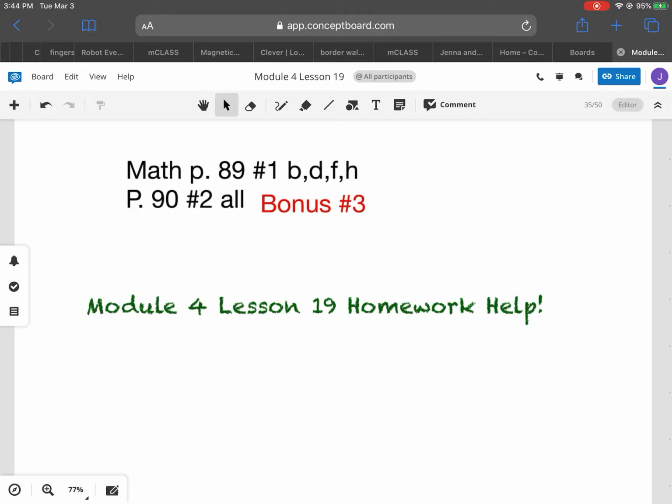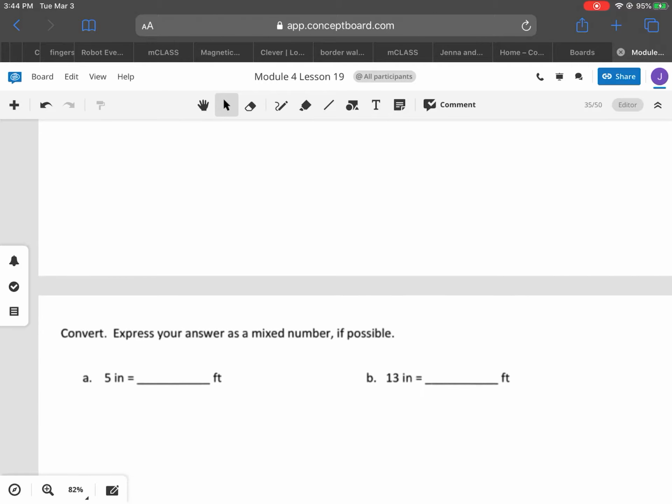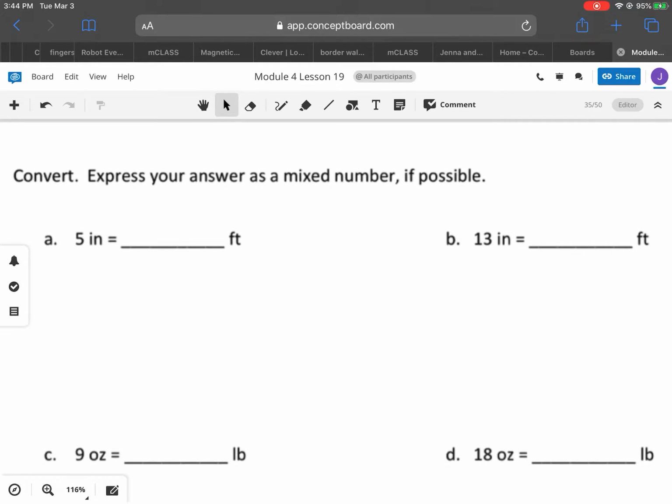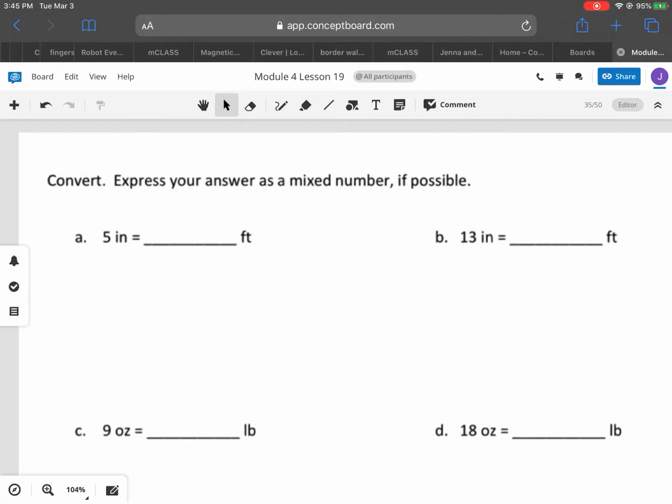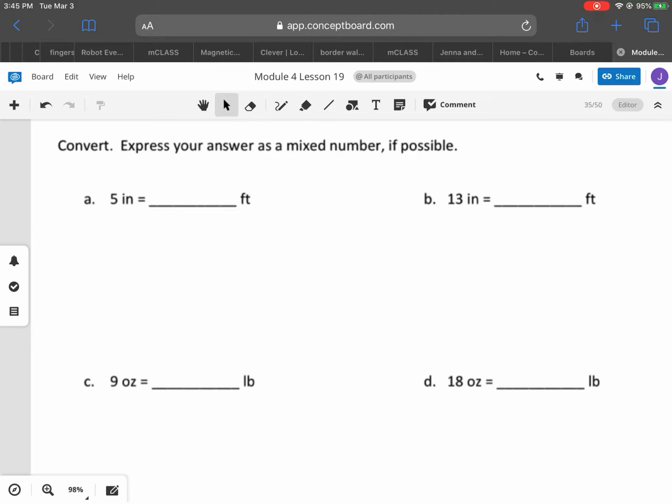Alright, this is Module 4, Lesson 19, Homework Help. Convert your answers to a mixed number if possible.